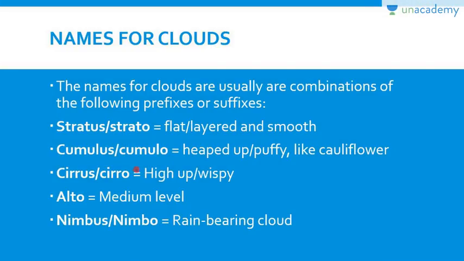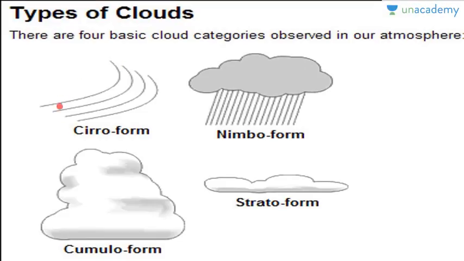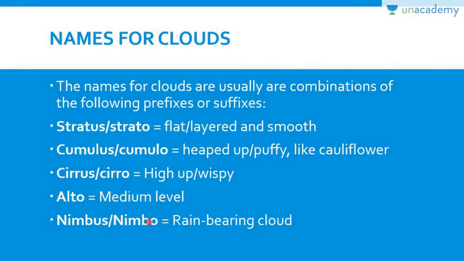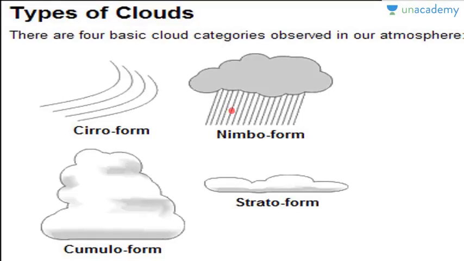Then comes the cirrus cloud. Now these are high clouds. These are high altitude clouds and these are fibrous or wispy in nature. You can see it here. These are the cirrus clouds, right? The next one is nimbus clouds. Now nimbus means rain bearing cloud. You can see it here. These are the dark clouds which will always bring rain or drizzle.